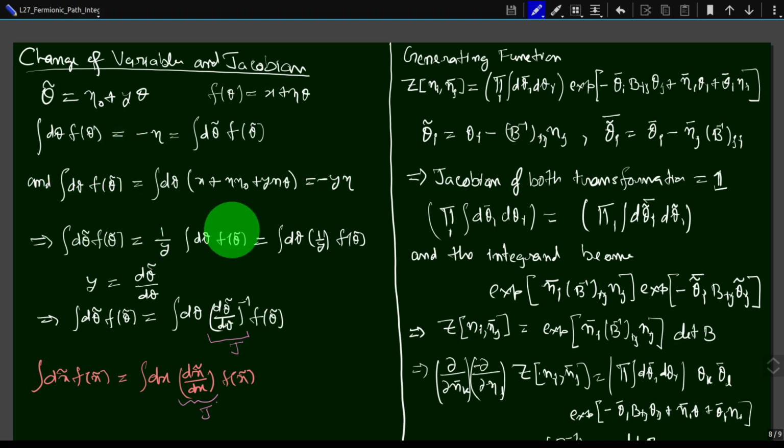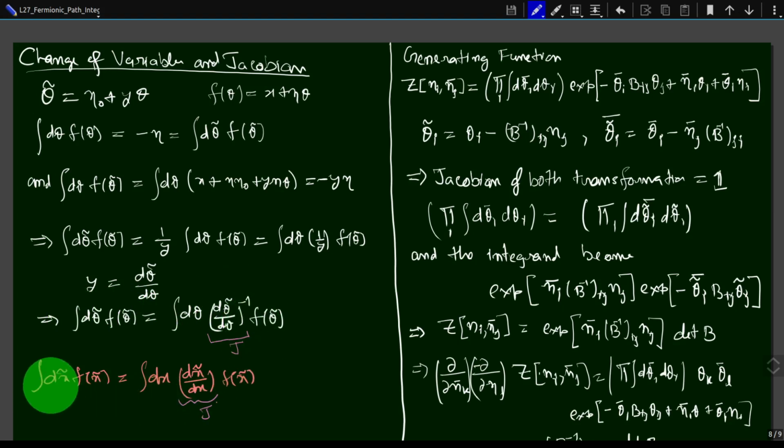So I just write this thing, okay, and take 1 by y inside. Usually what happens, what is y if you just take a thing here, it is d theta twiddle by d theta. If you compute, you will get y. Okay? So this is how the Jacobians are computed. So what I am getting is d theta twiddle of f theta twiddle is equal to d theta times d theta twiddle by d theta inverse times f theta twiddle.